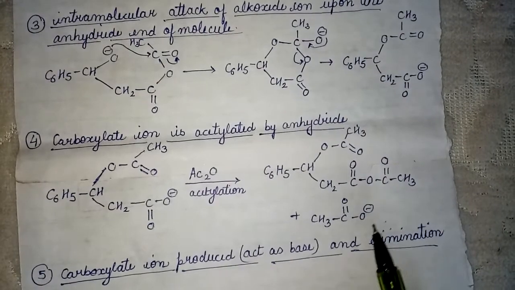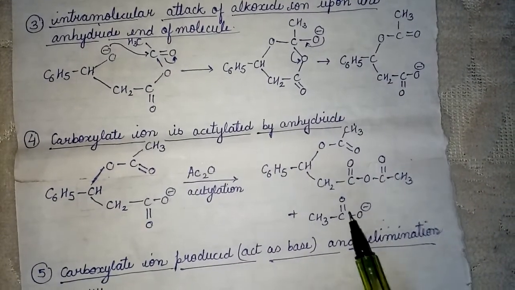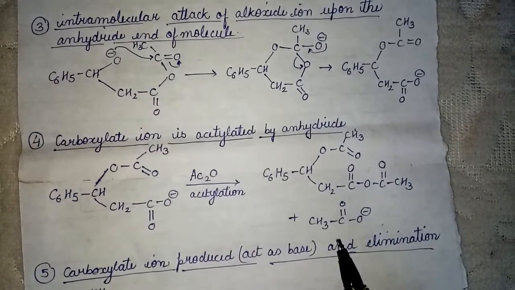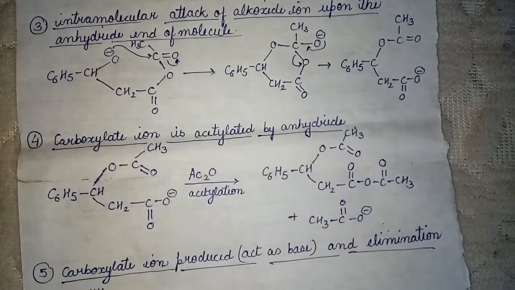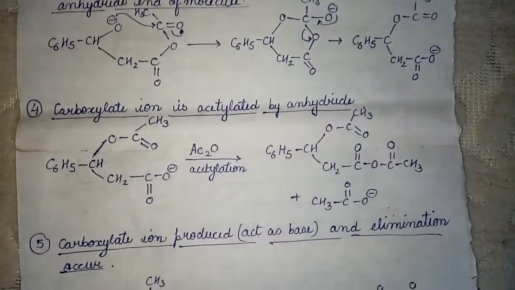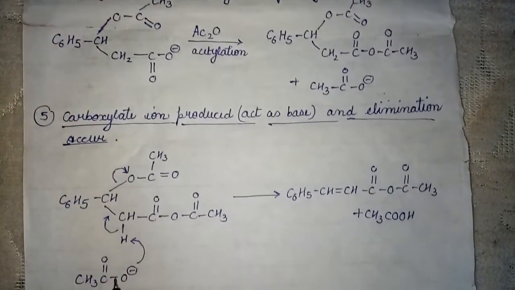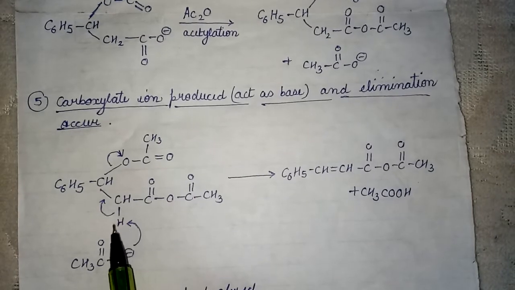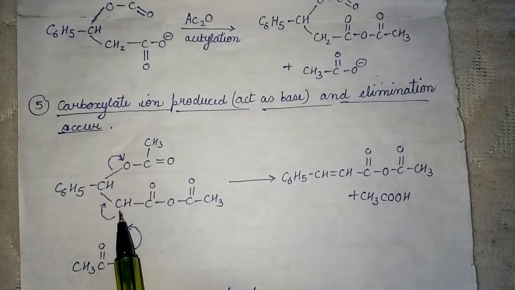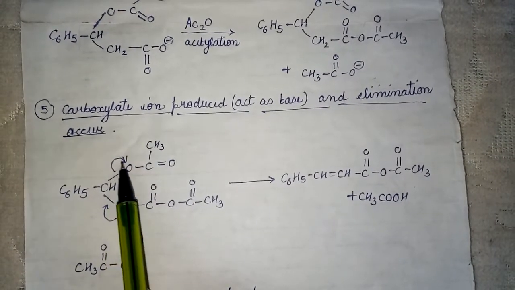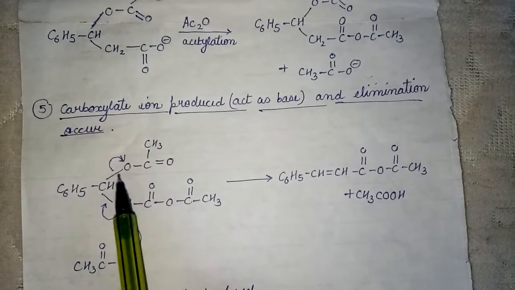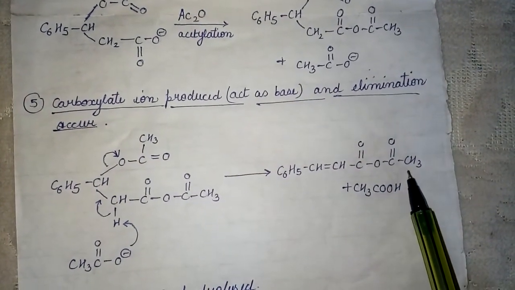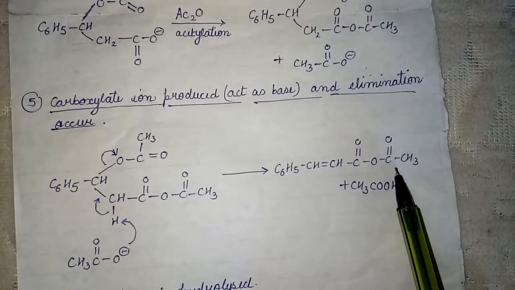Now this carboxylate ion, which is generated in step 4, will act as a base and elimination will occur. So this carboxylate ion in the fifth step abstracts the acidic hydrogen from this adduct, and there is an elimination of acetic acid and the formation of a mixed anhydride. Okay, this is a mixed anhydride.